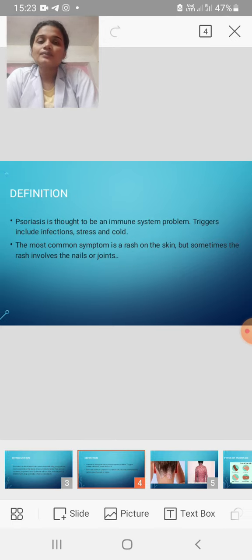Psoriasis is thought to be an immune system problem. Triggers include infection, stress, and cold. The most common symptom of psoriasis is rashes on the skin. Sometimes the rashes involve the joints or nails.